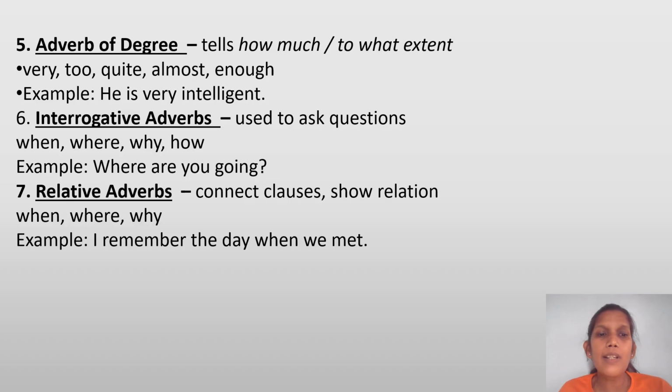Relative adverbs connect clauses and show relation: when, where, why. For example, I remember the day when we met. It's a relative adverb. I remember the day when we met, meaning I remember the day we met. What is connecting the clauses? The word when. Understood? Any doubt?